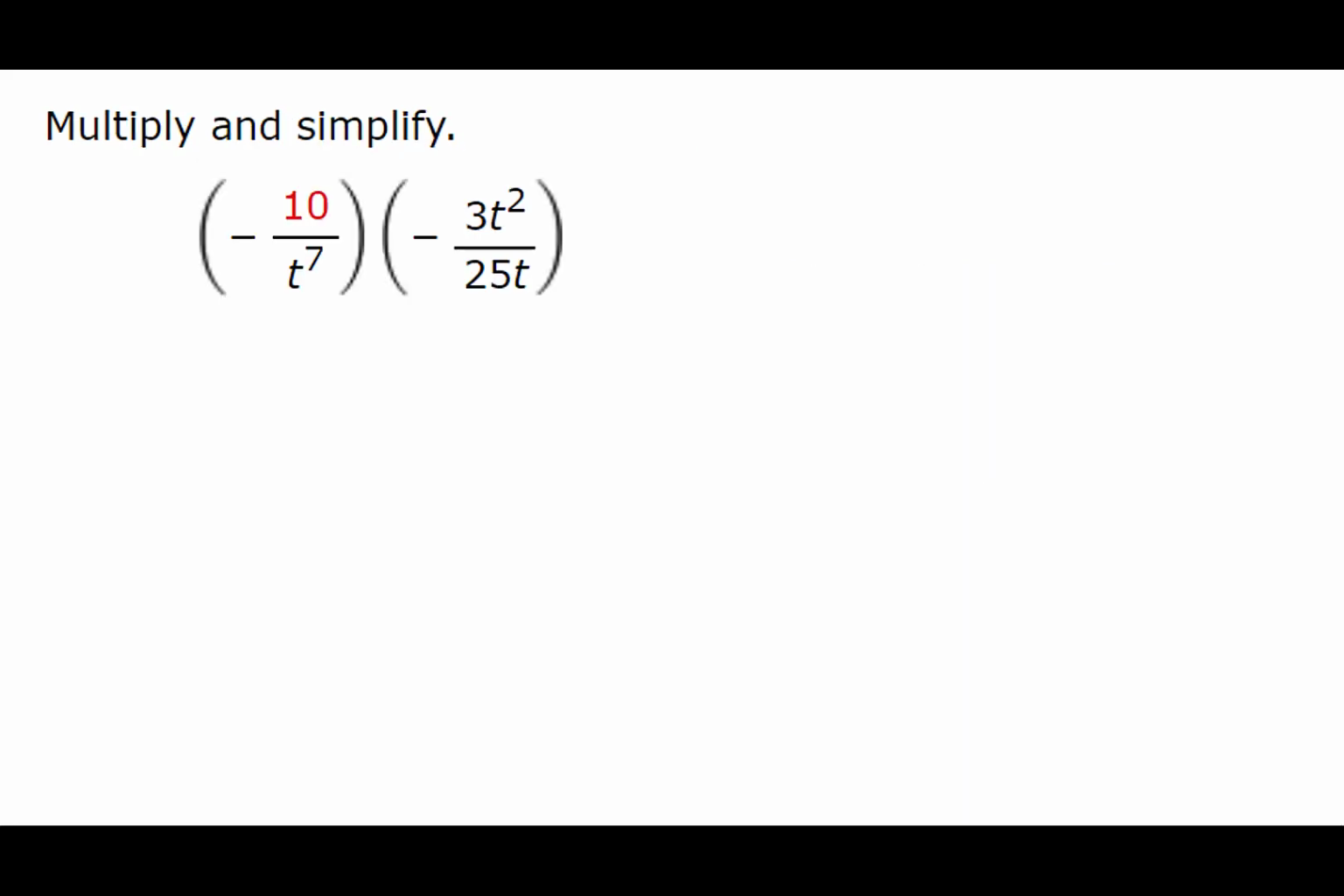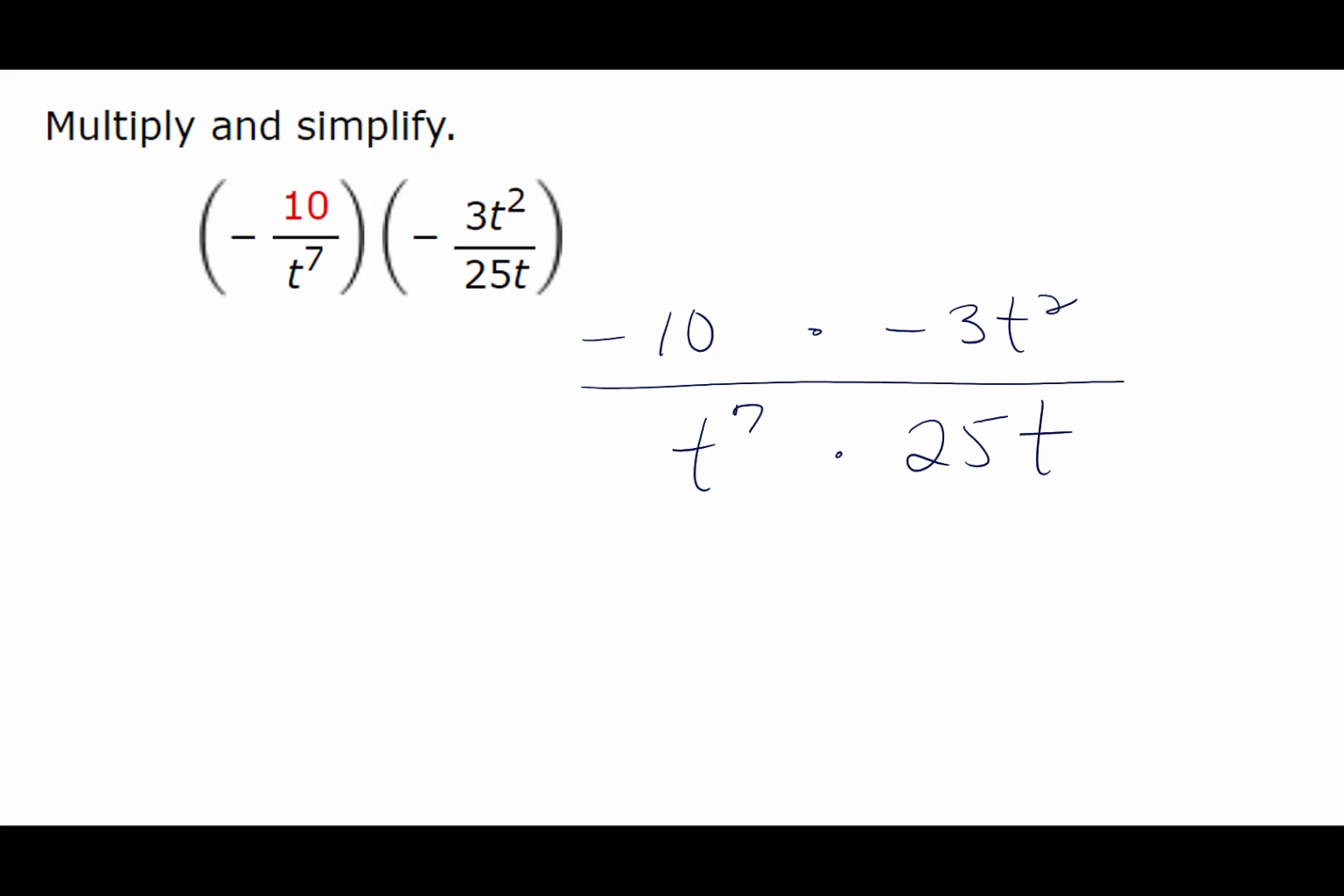Okay, so let's try that again. Instructions are the same, multiply and simplify. I want you to notice that this example has parentheses around both fractions, and that's okay. We can work it exactly the way we just worked the previous problem. When you're multiplying fractions, you can combine them into one larger fraction. Negative 10 times negative 3t squared is the numerator. t to the 7th times 25t is the denominator. And do you see how both of these fractions were negative? I just included the negative sign with both of the numerator values.